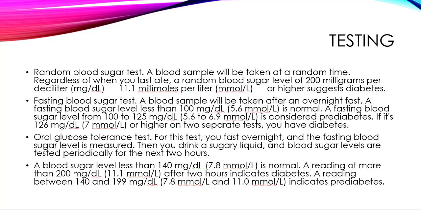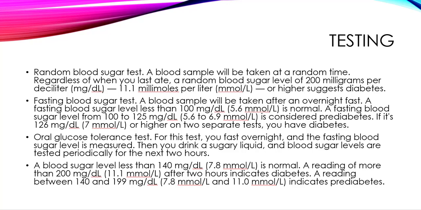If the result is between 100 and 125, the patient is then suspected to have prediabetes. And if it's 126 or higher, then the patient is suspected to have diabetes. Another test is the oral glucose tolerance test, which is referred to as GTT sometimes.